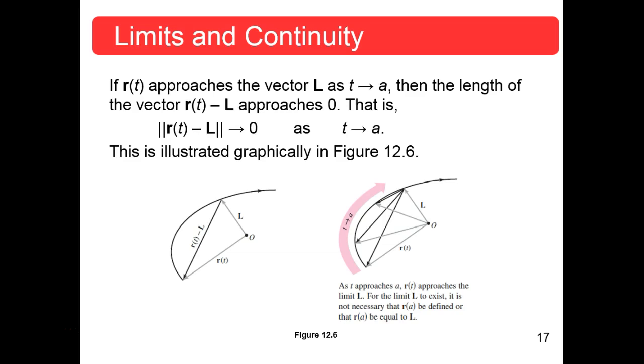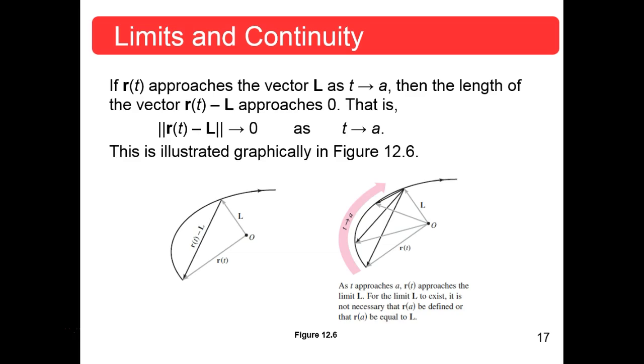If r is approaching the vector L, here's your r vector, and it's following this path and approaching the vector L. It's a long vector here, it gets a little longer, then starts shortening up, approaching L. Then the length of the vector r of t minus L, that would be putting L at the end here, then this vector would be exactly this vector here. This is r of t minus L approaching 0.